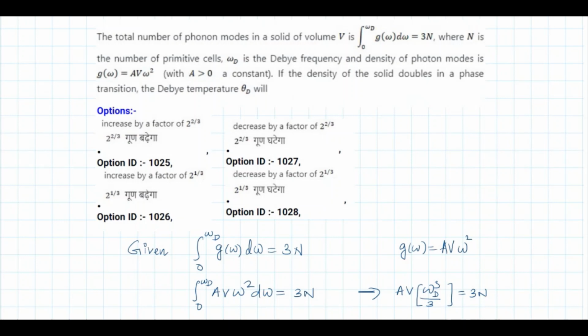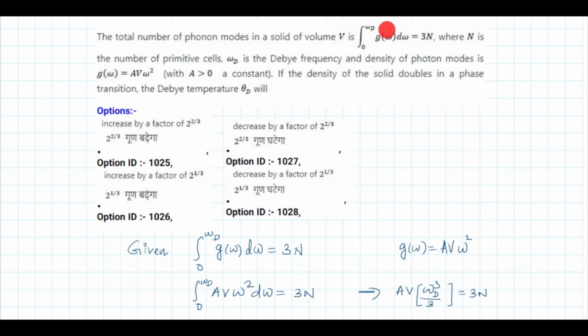Next question is, the total number of phonon modes in a solid of volume V is integral 0 to omega d of g of omega d omega equal to 3n, where n is the number of primitive cells. Omega d is the Debye frequency and the density of phonon modes is g of omega equal to a V omega square, where a is greater than 0. If the density of the solid doubles in a phase transition, Debye temperature theta d will be?